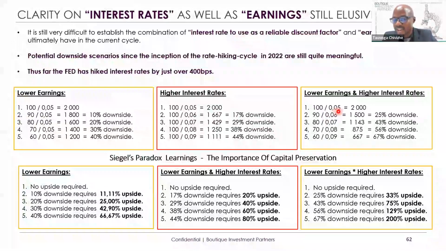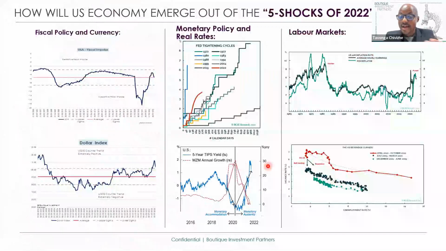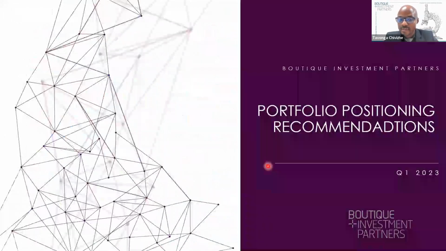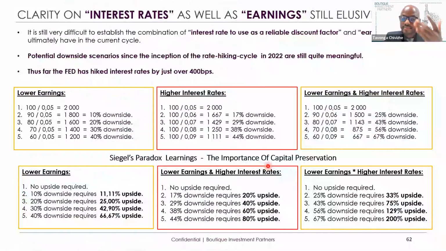But if you look at rate hikes from 5 to 9, that's 400 basis points. And if you then try and apply any of these earnings contraction, the possibility of downside risk, in our view, is still material. We're not saying it's 67, 56, 43, or 25. We just know that this is a lot. And the probability that this can happen after these 5 shocks is extremely high in our view. So on that basis, we're pretty much going to stay defensive.